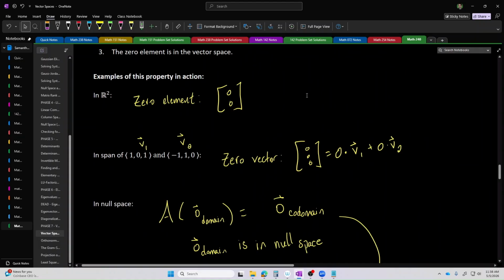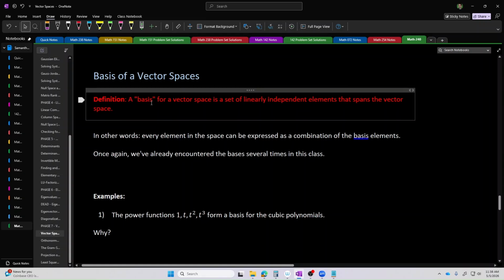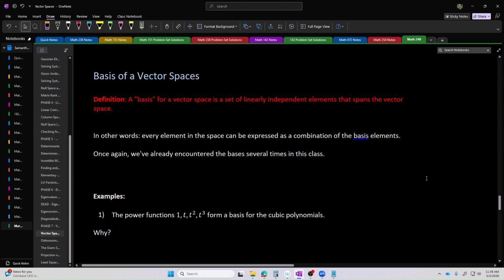The zero element is in the vector space. Those are the three properties that you're checking when you want to determine if a set is a vector space or not. Now, when you have a vector space, there is a special set called a basis. And a basis for a vector space is a set of independent elements that spans the space.